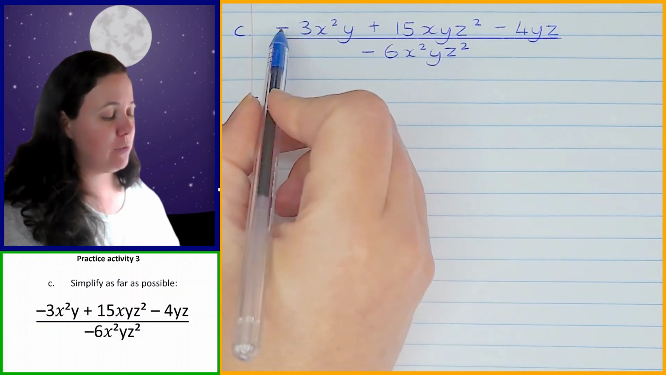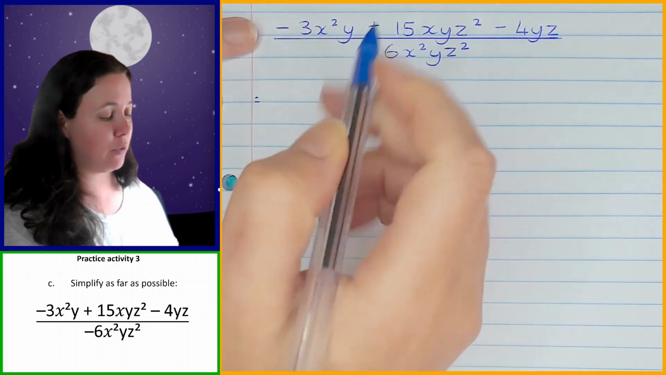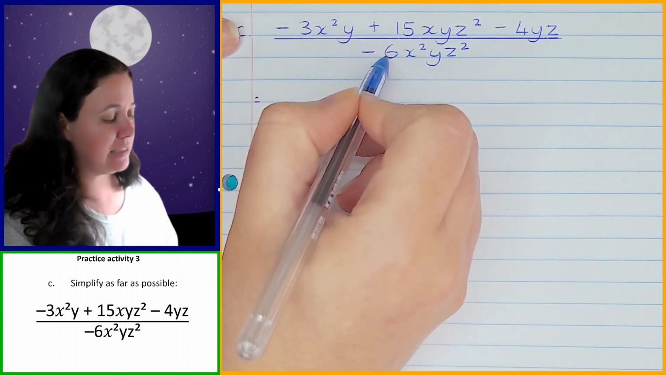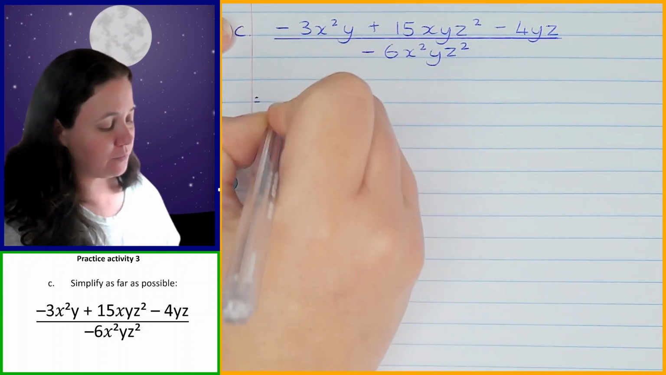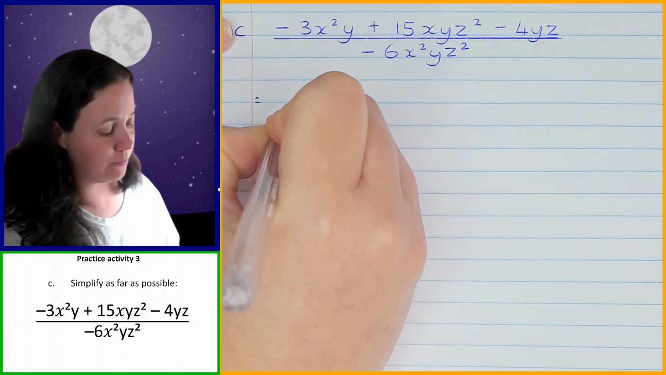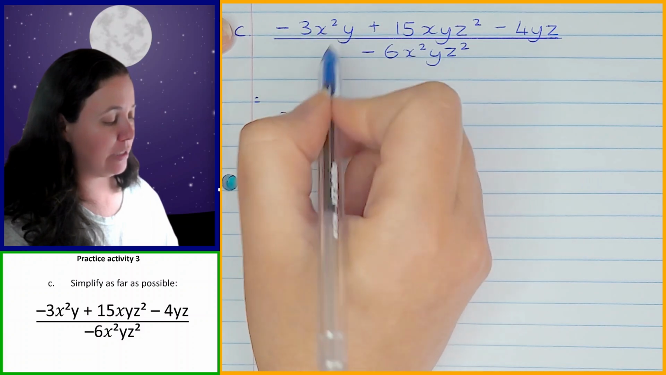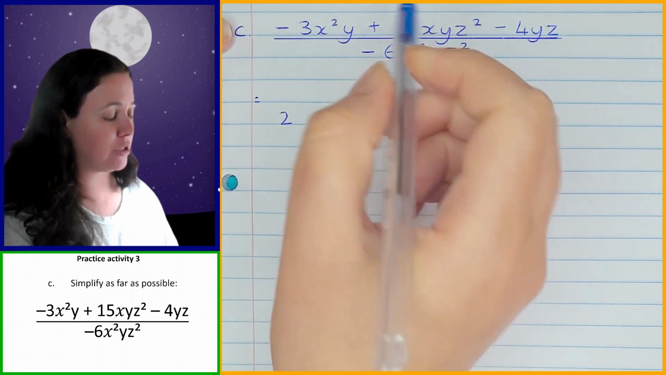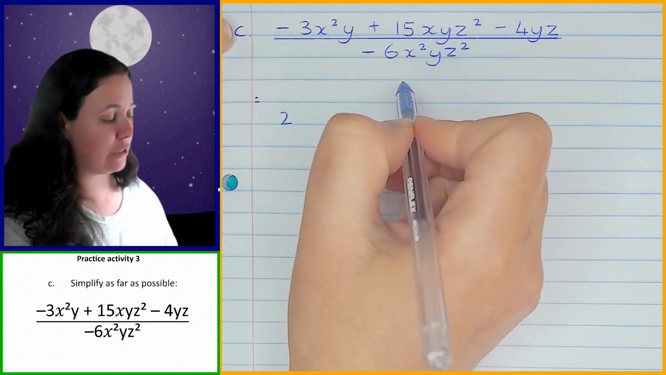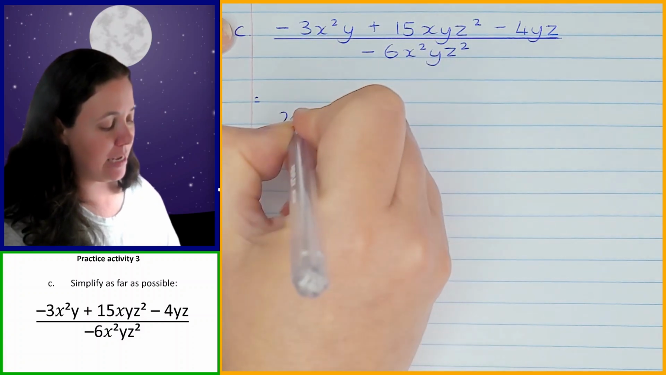Okay, so for my first term, I've got a negative divided by negative is positive. Then 3 over 6 is 1 over 2. So I'm going to have 2 at the bottom. My x squared and my x squared over here cancel completely, so there's going to be no x's at the top or the bottom. The same thing with my y's, they cancel out completely, and then I'm left with my z squared at the bottom.